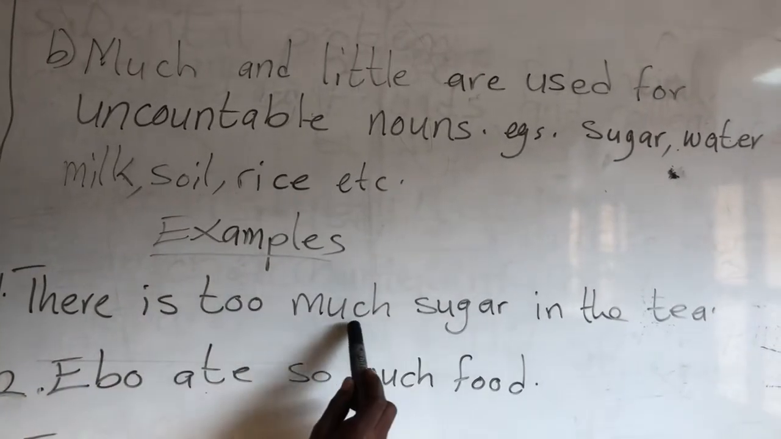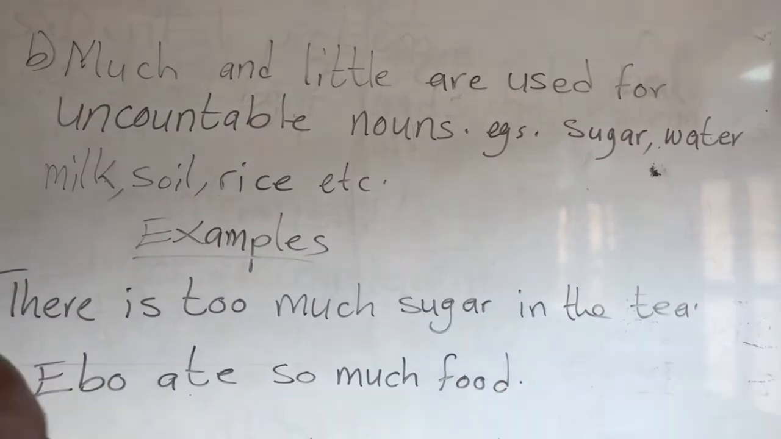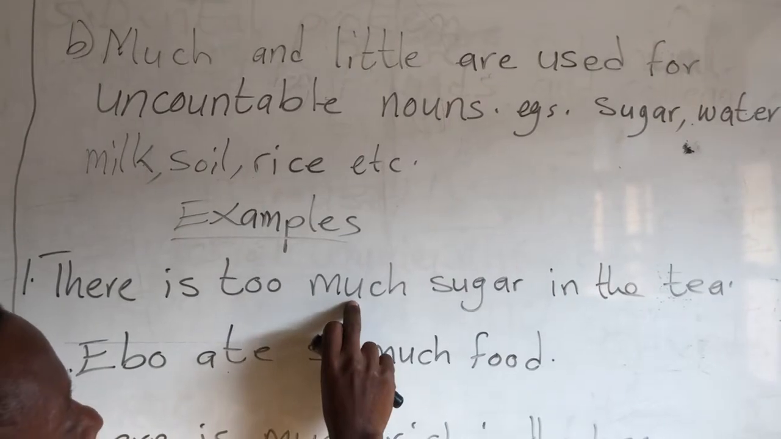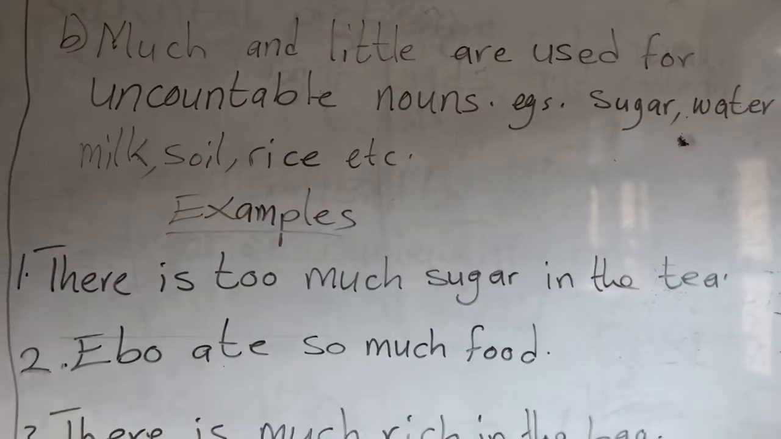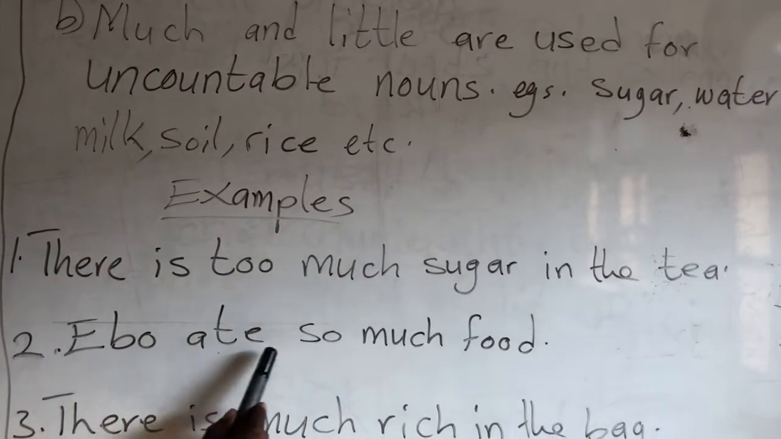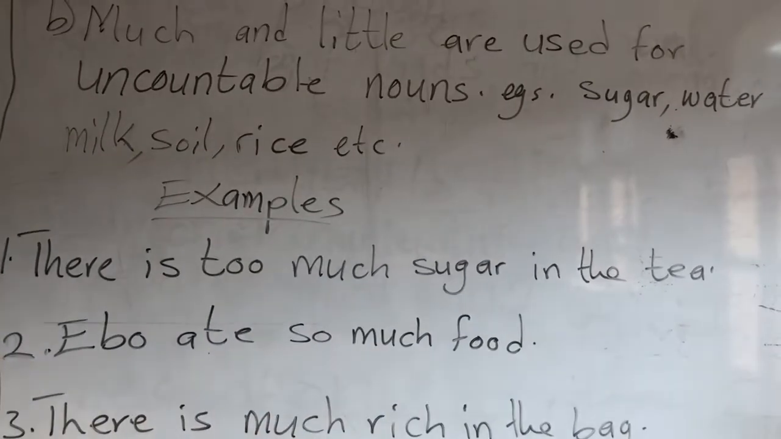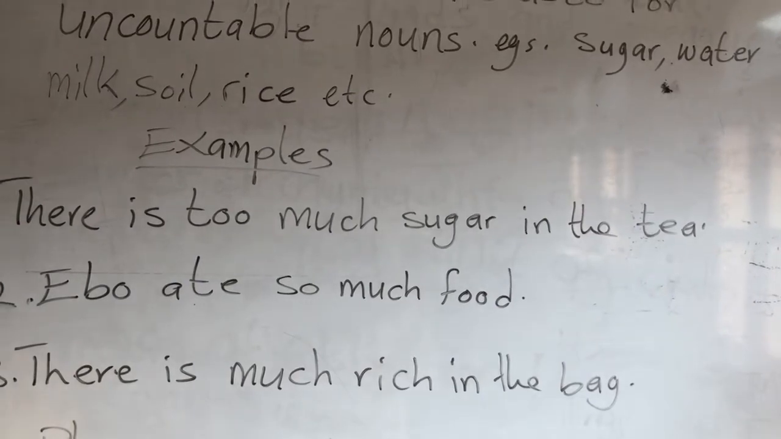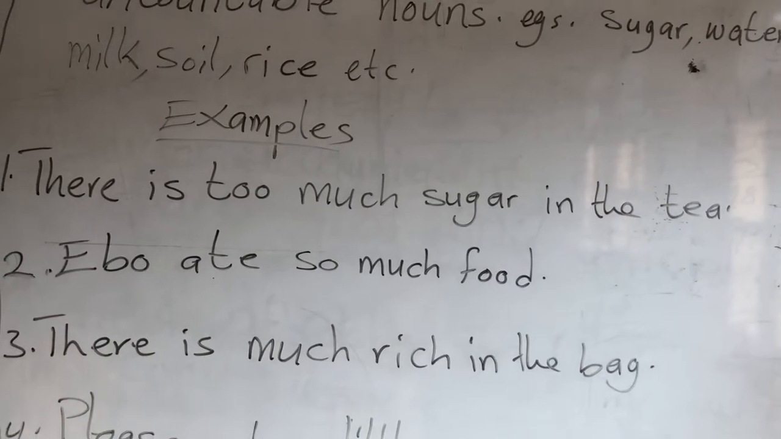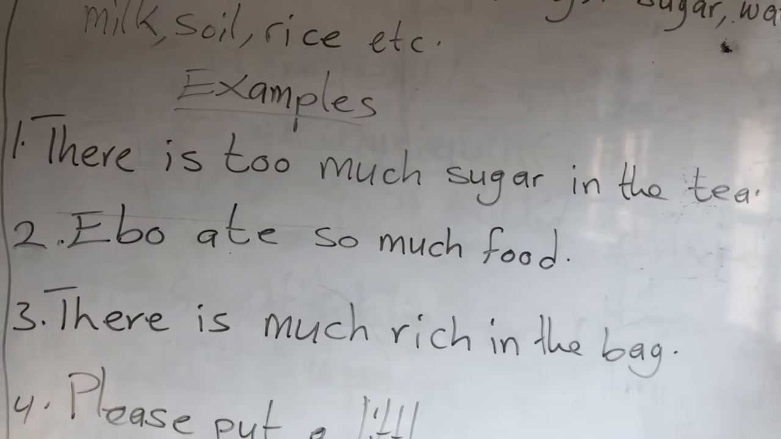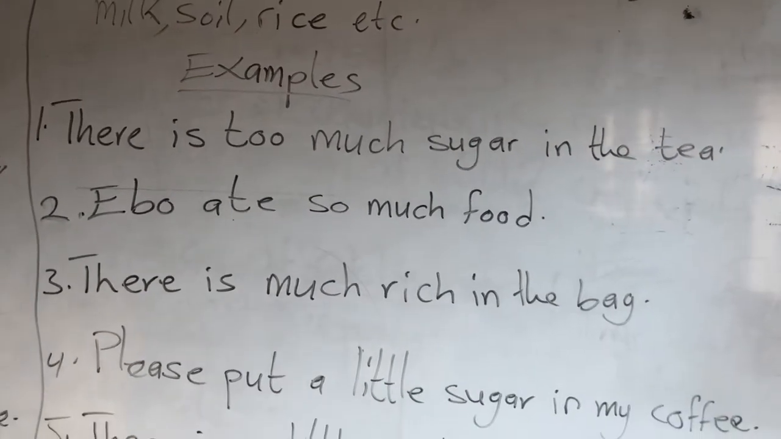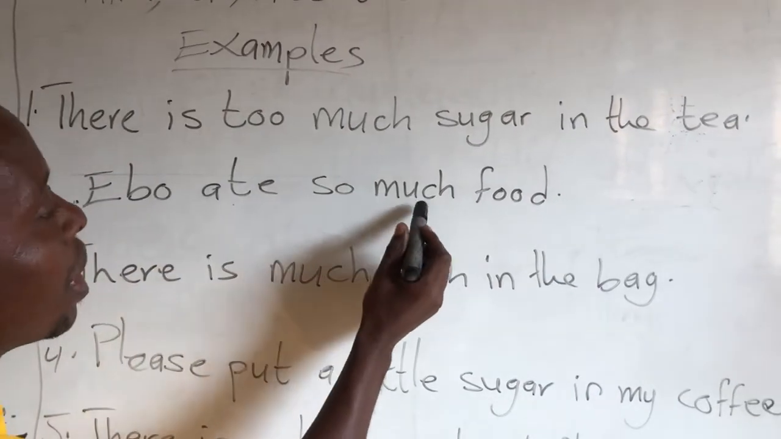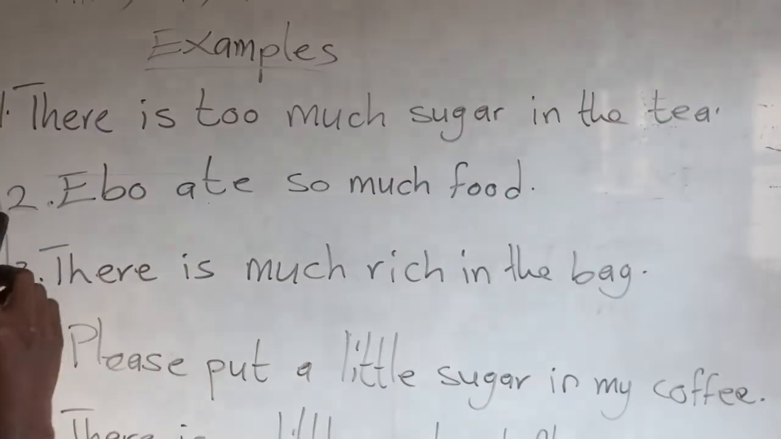Now let's look at some examples. There is too much sugar in the tea. Look at sugar. It's uncountable, so we use much sugar. Number 2, Ebo ate so much food. Ebo ate so much what? Food. You can't count food. How many food has Ebo eaten? Ebo has eaten 2 food. No, we can't count food. So Ebo ate so much. So we use much for the food.